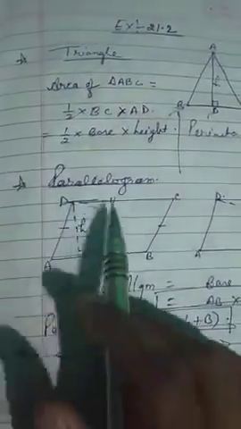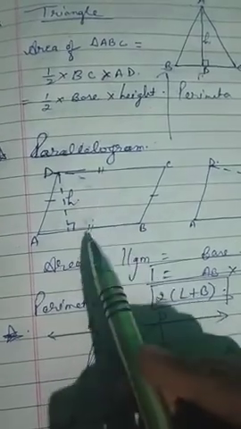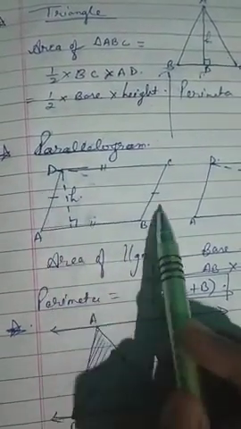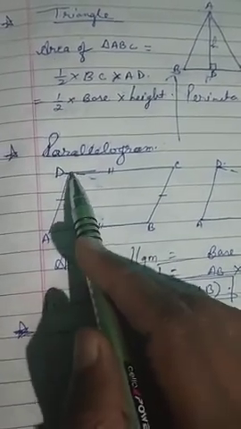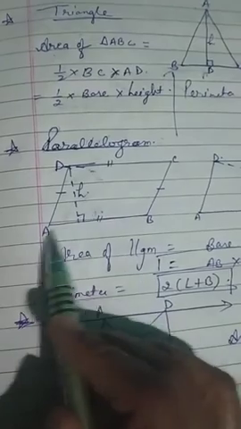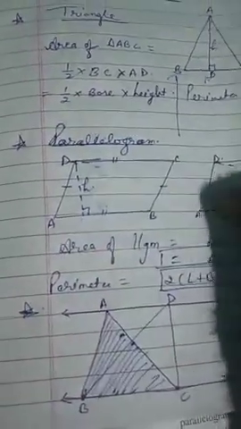Okay. Area of parallelogram. In this, students, you know, in a parallelogram opposite sides are equal. So these two sides are equal and these two sides are equal. And this is the height of the parallelogram. If this is the base, corresponding to this base, this will be the height. And if you see the parallelogram this way, according to this base, this will be the height.